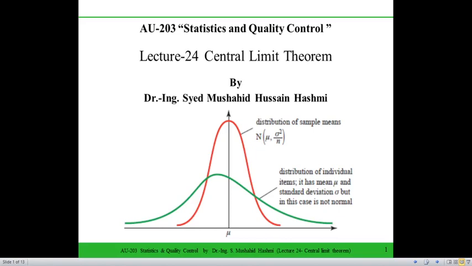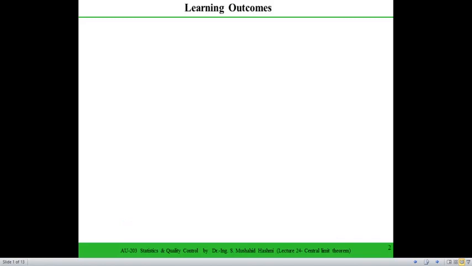This is lecture number 24 of the course AU203 Statistics and Quality Control, and in this lecture we will talk about the central limit theorem. Before going into the central limit theorem, we will look into calculating the mean and variance of some random variables.